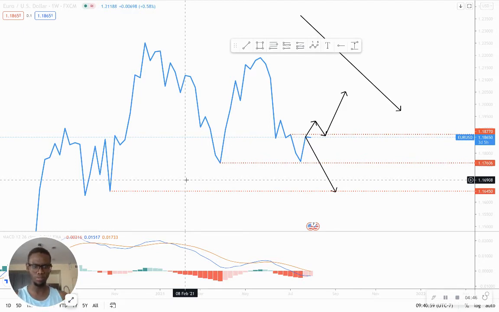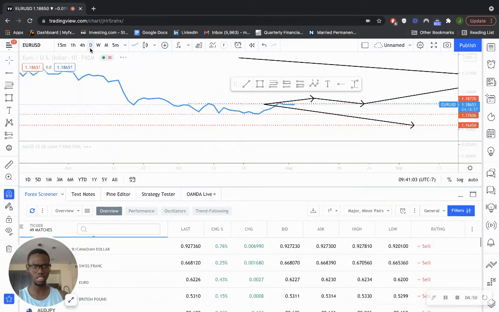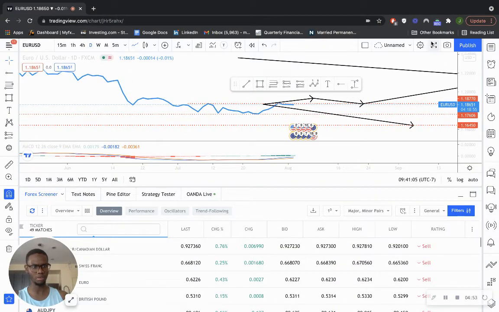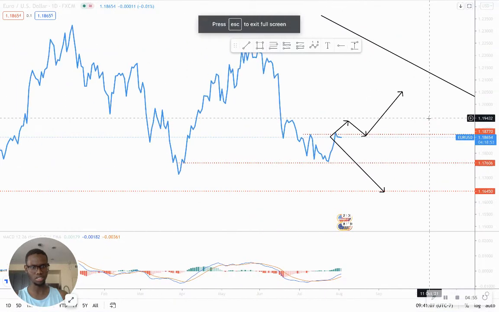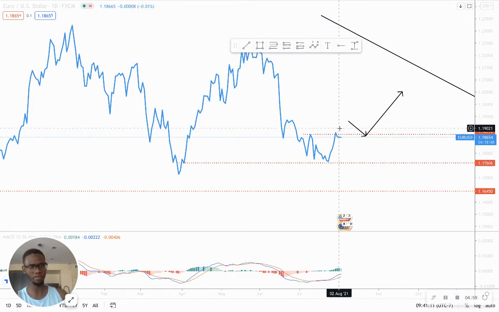To be more precise, I'd want to go down onto the daily chart and see what's going on, how the market is reacting down there. So I'm gonna take this off right here.